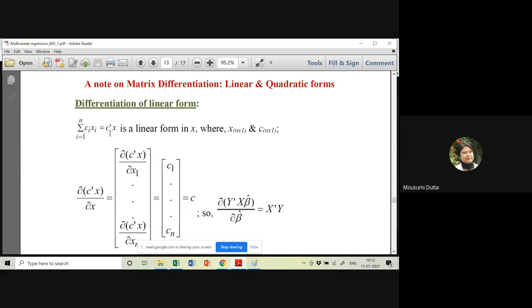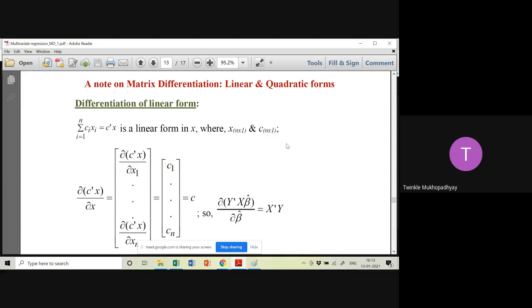So when I'm considering C prime, I'm getting a row vector, C1, C2 up to Cn. Now X is a column vector, n by 1. So I am multiplying a row vector C prime with a column vector of order n by 1. I am getting C1 x1 plus C2 x2 up to Cn xn, which is equivalent to summation Ci xi. Any question, any doubt about how we can write summation Ci xi as C prime x when C and x are both of order n by 1?